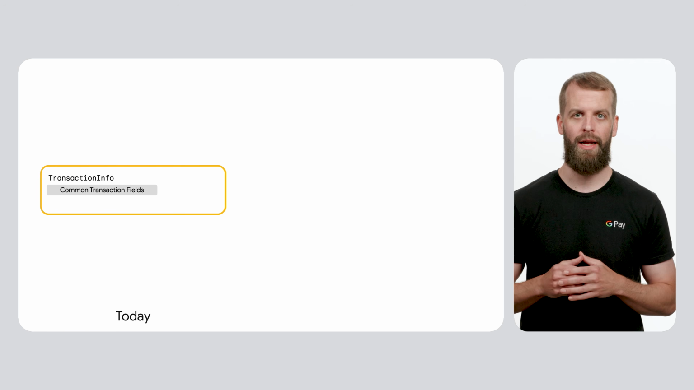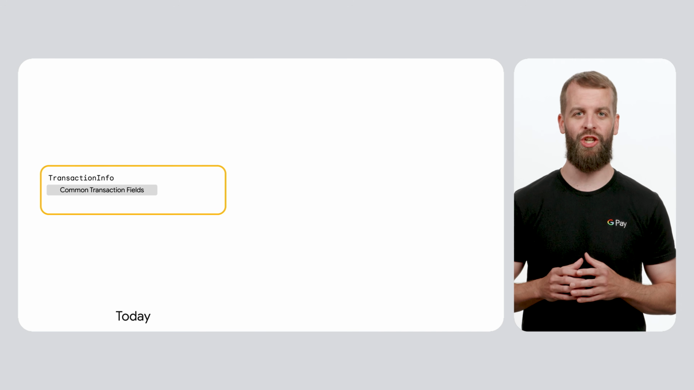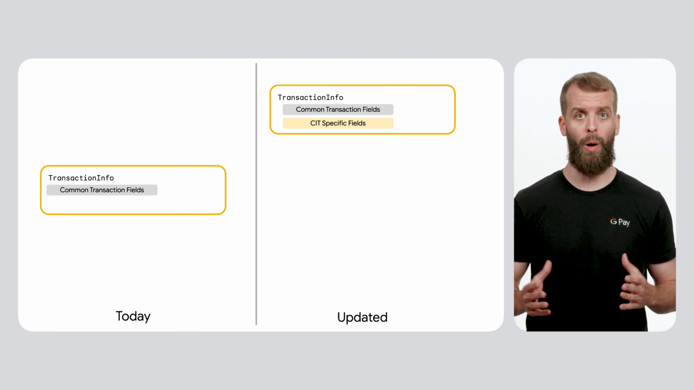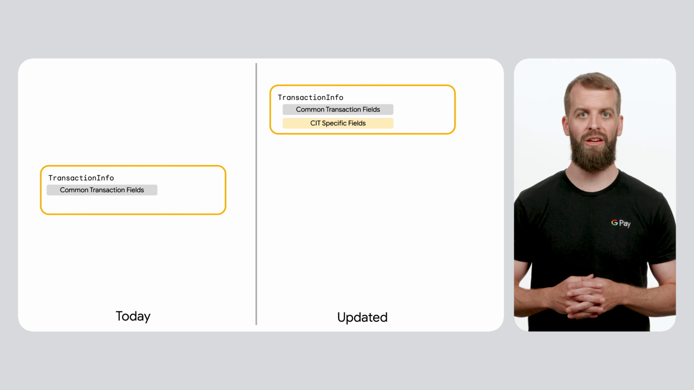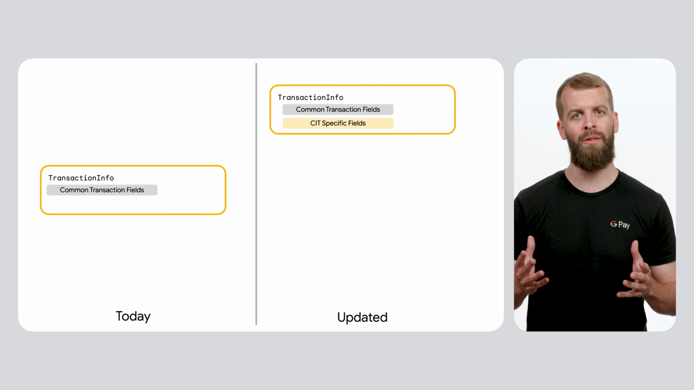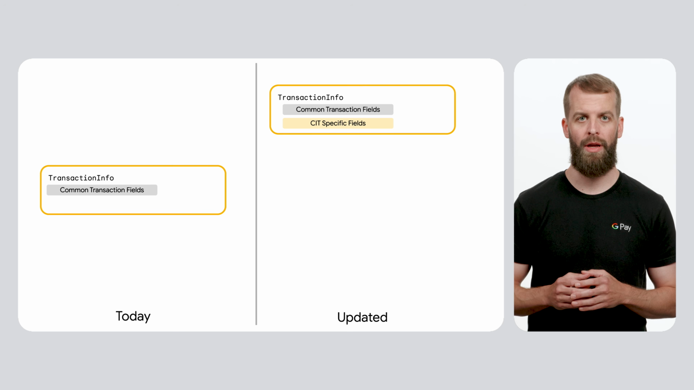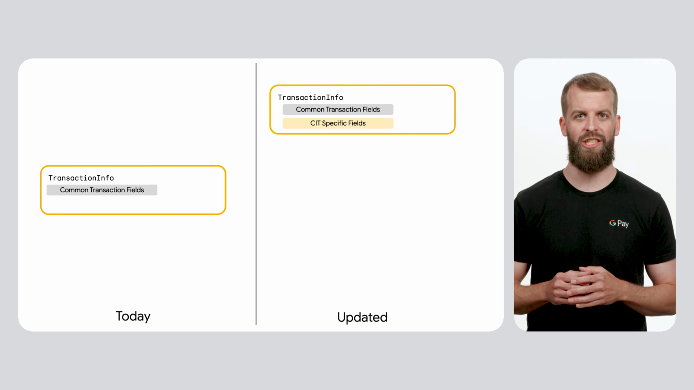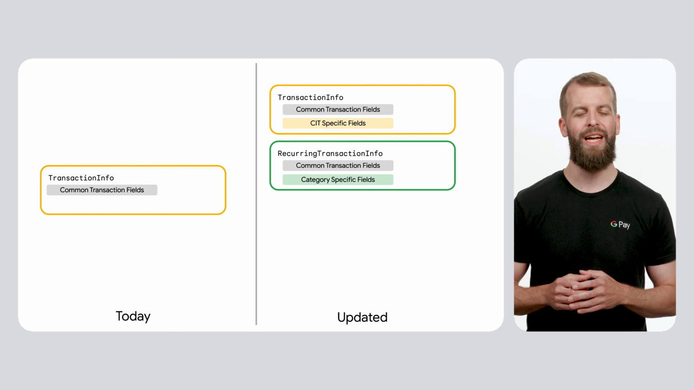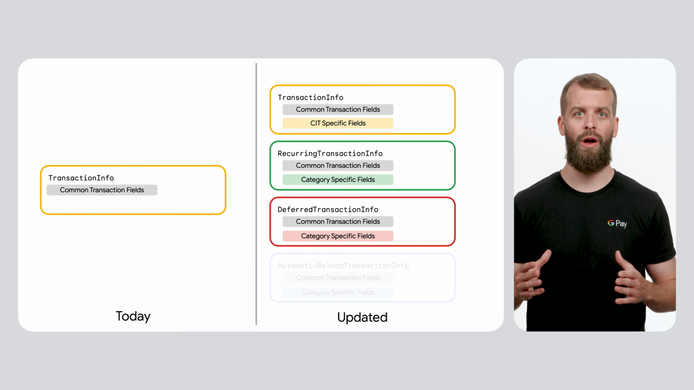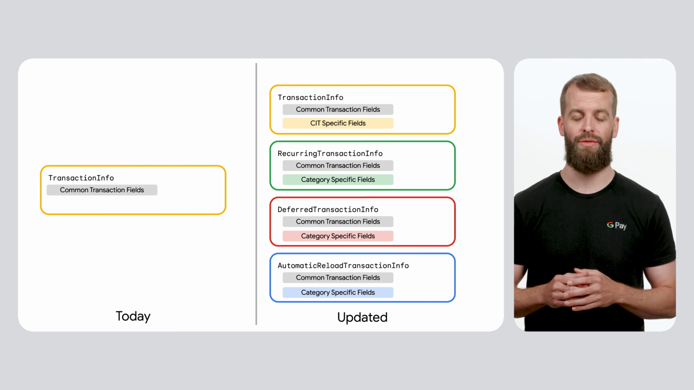Let me quickly give you a high-level overview of the changes in the Google Pay API to support merchant-initiated transactions. You might be familiar with the transaction info object. This object usually contains information like total price, currency, and country code of a transaction and may be an optional label. We are adding 3 more transaction types to the Google Pay API payload: recurring transaction info, deferred transaction info, and automatic reload transaction info.